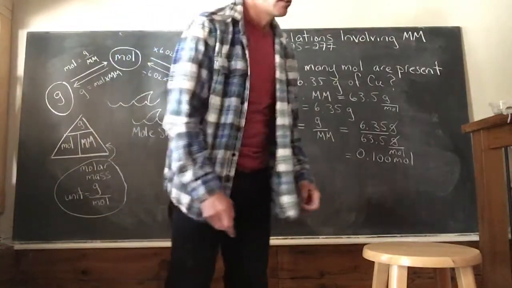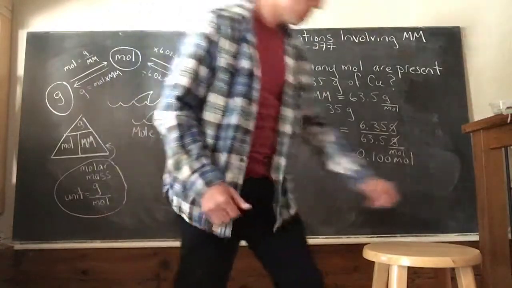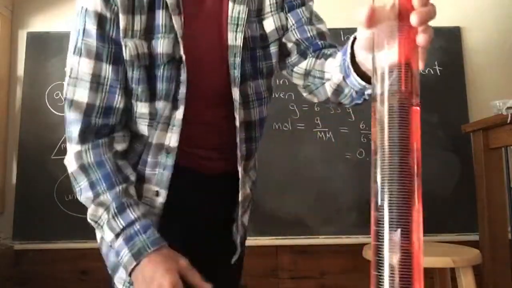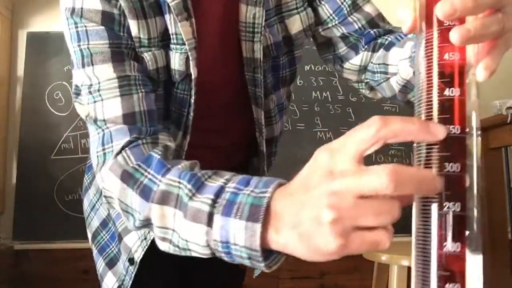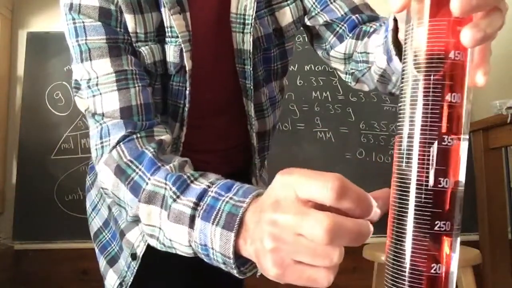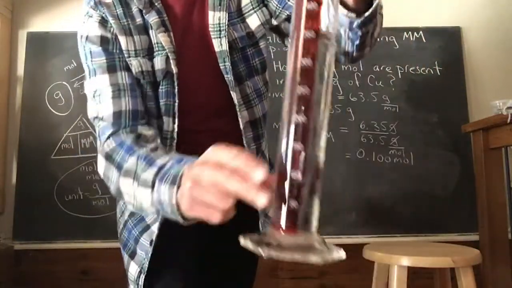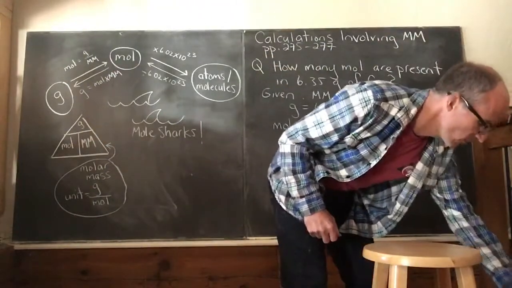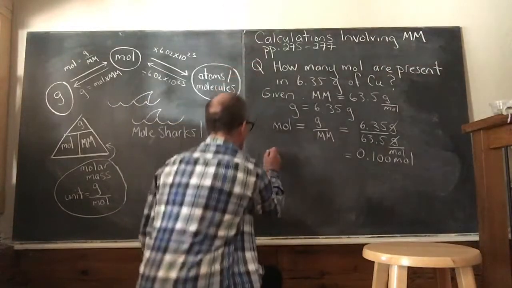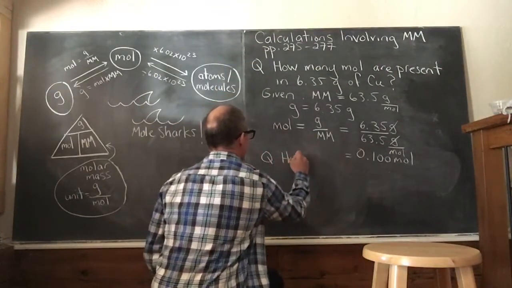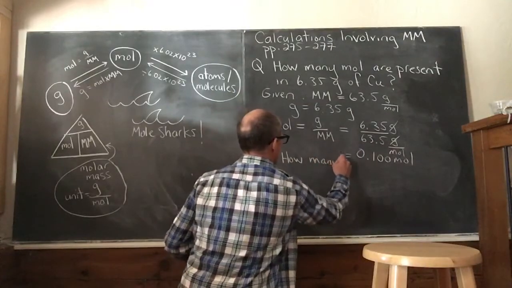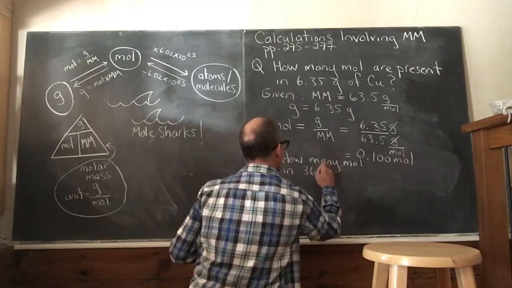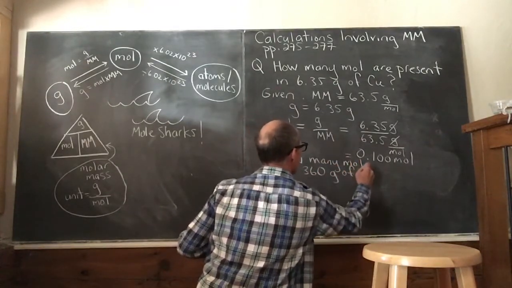Let's try one more before we stop for this video, and we're going to go back to our water. And you may remember that I said we had 360 milliliters of water. I don't know if you can see that or not. And the question is, how many moles have we got here? We can figure this out very easily. So, how many moles in 360 grams of water?